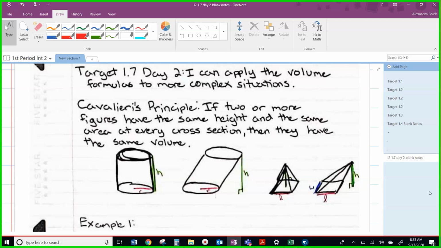Same thing with a pyramid, right? I could slant my pyramid, but as long as they have the same length and width and the same height, they're going to have the same volume. So why do we care about that? We care because if I have a shape like this, I know I can just find my volume regularly, just like we did yesterday. So basically Cavalieri's principle says if your shape is slanted, don't do anything differently. It's still going to have the same volume.